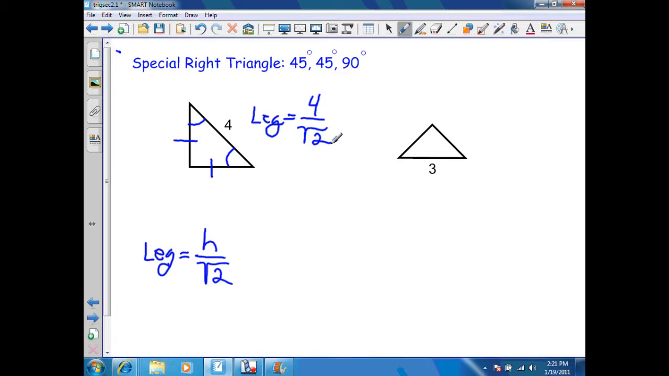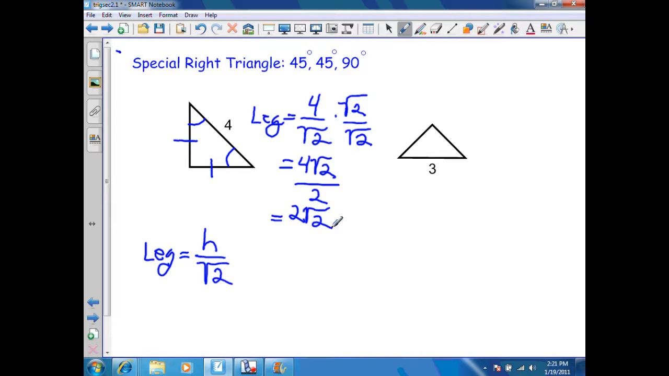Again, since this is a radical in the denominator, I need to rationalize. So I'll multiply the top and bottom by the square root of 2. And I simplify 4 square roots of 2 over the square root of 2 times the square root of 2, which is the square root of 4, which is 2. And then further simplify to get 2 square roots of 2.